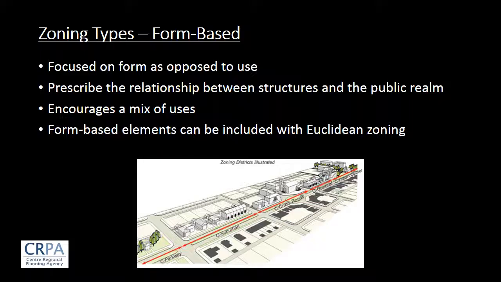Many communities tend to incorporate form-based elements into their Euclidean zoning ordinances rather than abandoning the traditional land use-based system. This can help ensure that form of development is maintained while land uses are controlled.